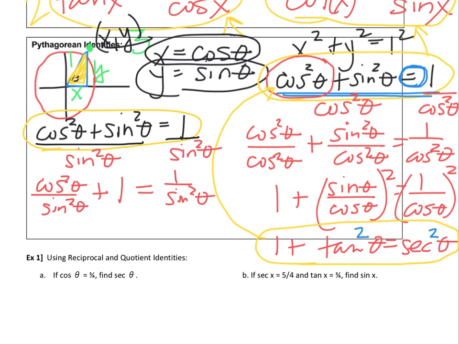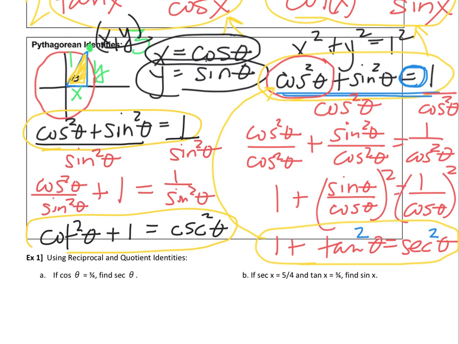So not really a huge step from what we did to get the second identity. We know that cosine over sine is cotangent. So this is going to give us cotangent squared theta. There's a plus 1. And we know from our reciprocal identities that 1 over sine is going to give us cosecant. So this would be cosecant squared theta. So there you go, folks. There is a third identity.